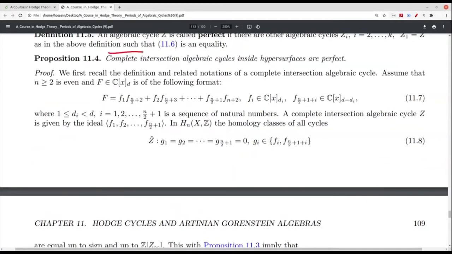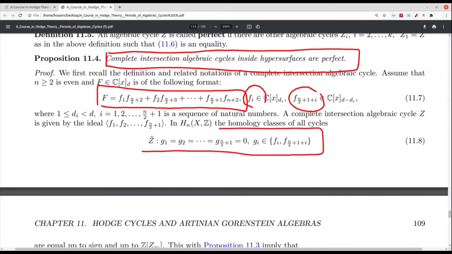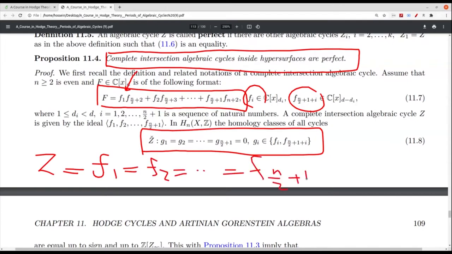Our main examples of perfect algebraic cycles are complete intersection algebraic cycles inside hypersurfaces. Maybe for this one, remember that if I write a polynomial f in this way, with f i's and f n half plus one, with proper degrees, then of course this hypersurface has a lot of algebraic cycles, and this is this algebraic cycle. So between this pair of polynomials, I choose one of them, and let's pick, for example, our main algebraic cycle to be f_2, and so on, up to f_{n/2+1} equal to zero.